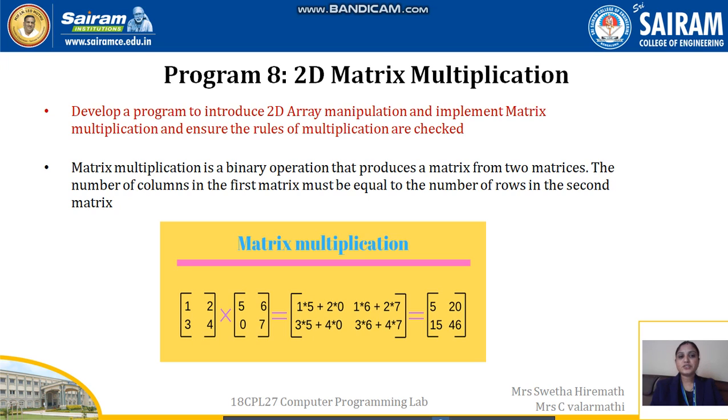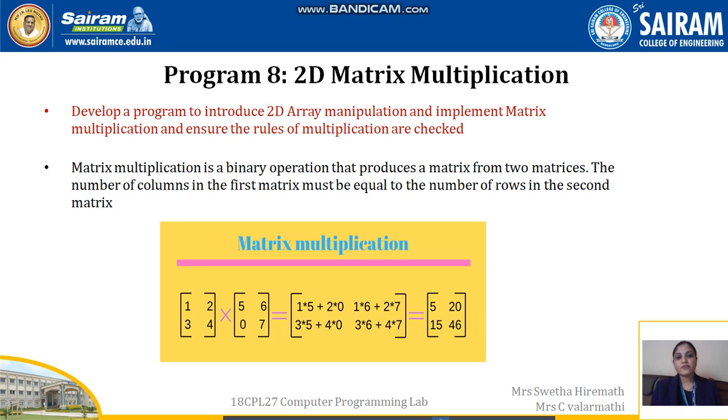So the condition has to be checked first. Before we multiply any two matrices, we have to check whether the number of columns in the first matrix is equal to the number of rows in the second matrix. If that condition is satisfied, then we can multiply the given matrices.